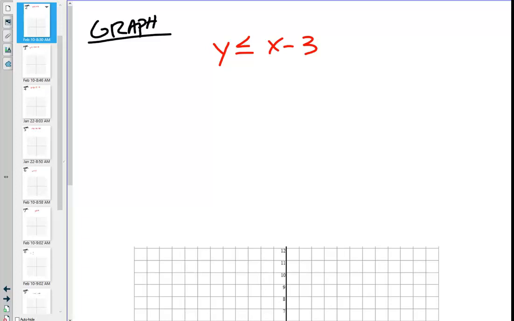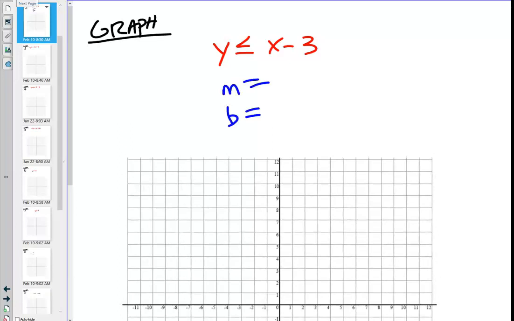Okay, so I want to graph this. What's good about the graphing? Y is by itself. When y is by itself, how do we graph? We identify slope and y-intercept. Jonathan, what's my slope here?